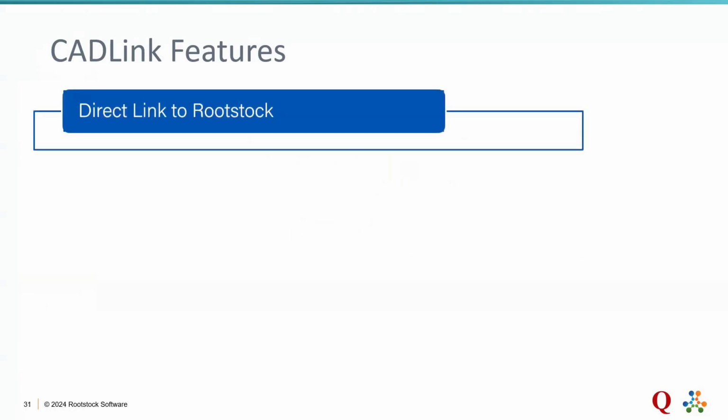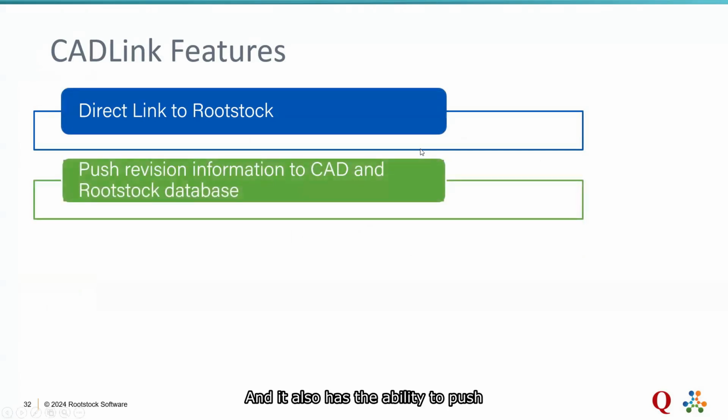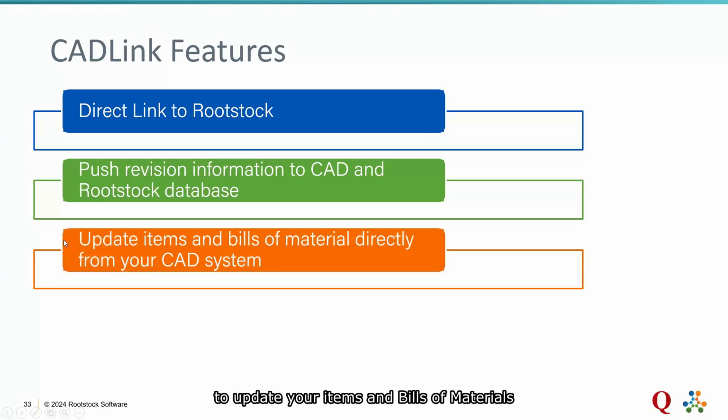So now let's just quickly summarize some of the features that we saw during the demonstration. So we saw that CADLink does have that direct link to Rootstock. And it also has the ability to push revision information to CAD and to your Rootstock database as well. And I'll show that here momentarily again. And it also has the ability to update your items and bills of materials directly from your CAD system.